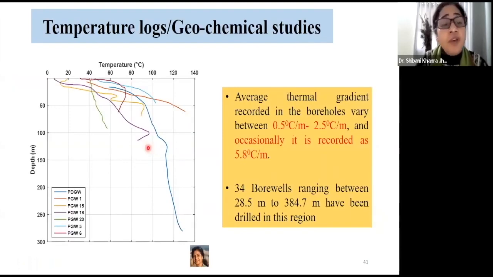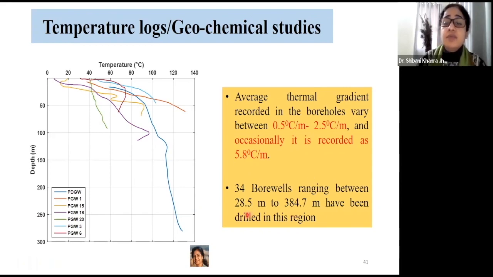So from this shallow depth study, this is what is obtained, the temperature log, how temperature varies with depth. Obviously, it increases, but at different wells, there is a different thermal gradient. As I have already indicated, thermal gradient is one of the important parameters. It is not the same. It varies between 0.5 to 2.5 degrees centigrade per meter. And also some higher gradient is observed in some portions, where 5.8 degrees centigrade per meter, which is quite high, indicating the higher potential.